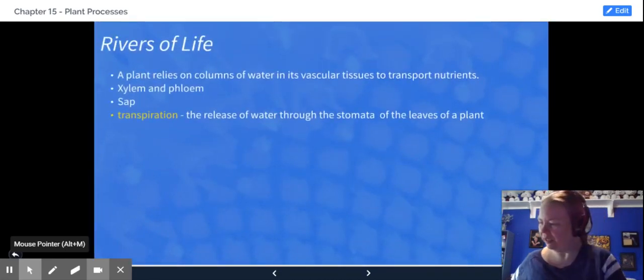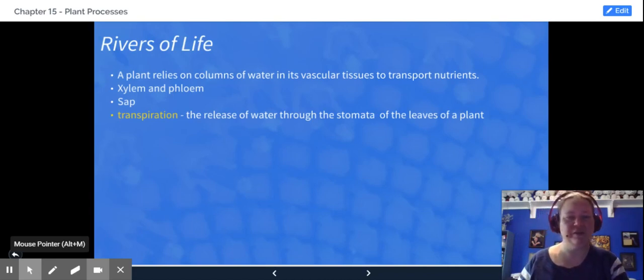All right, so we're going to review vascular tissue. Remember, there are two types of vascular tissue in plants. There are xylem and phloem, and both of them are used to transport nutrients and water throughout the plant.